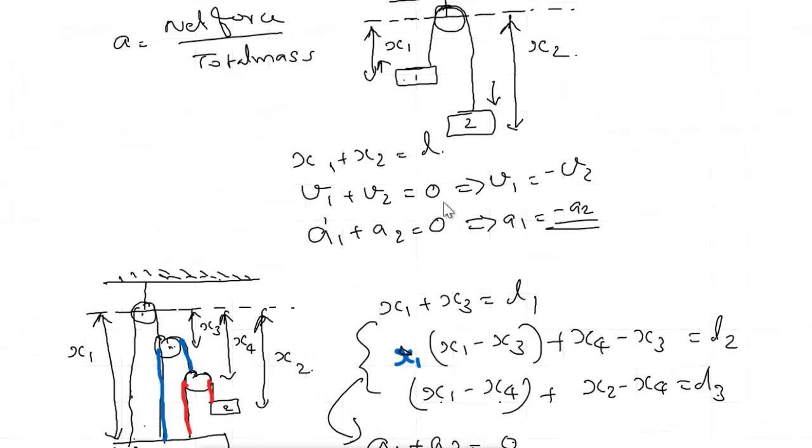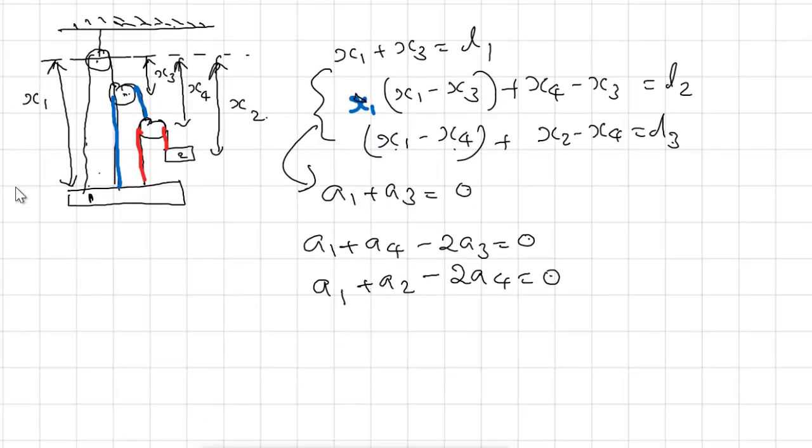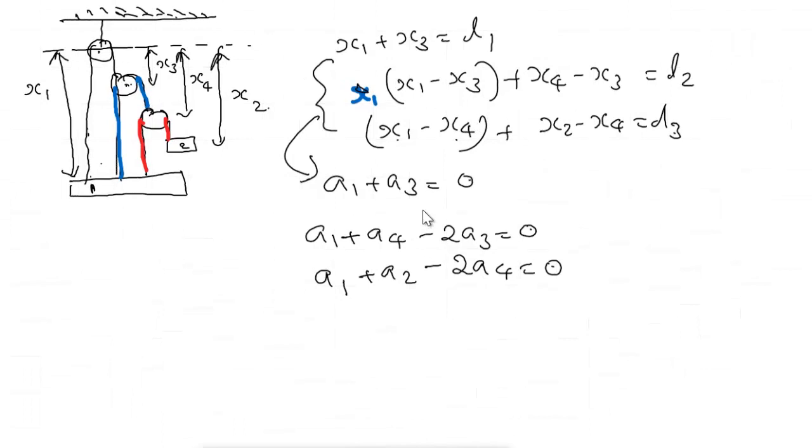We differentiate once, and once more we differentiate. Here I am not showing the second differentiation. Instead, I am double differentiating together. So a1 plus a3 equals 0, and here we are getting a1 plus a4 minus 2a3 equals 0, and a1 plus a2 minus 2a4 equals 0.